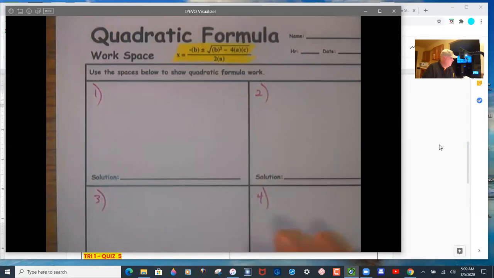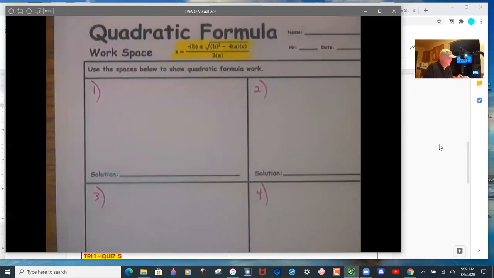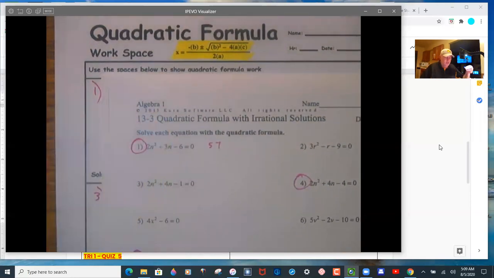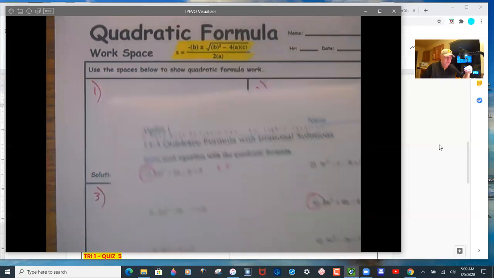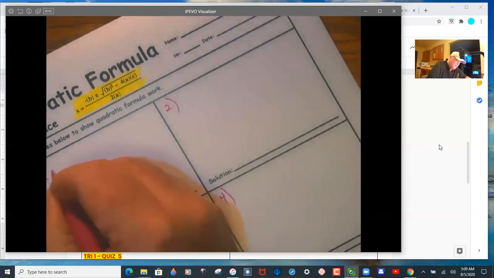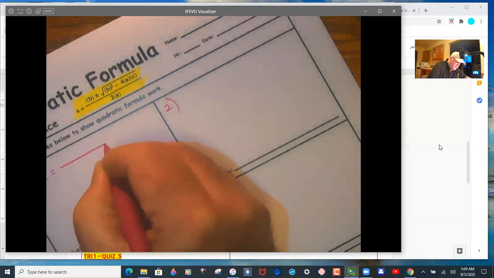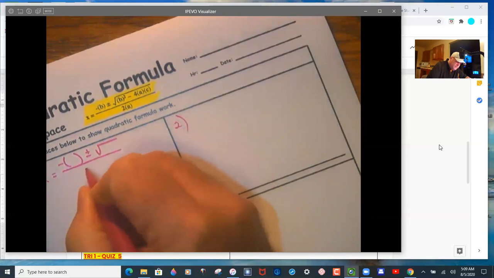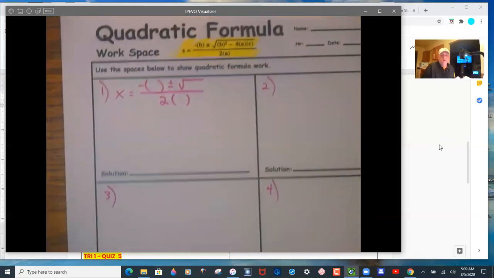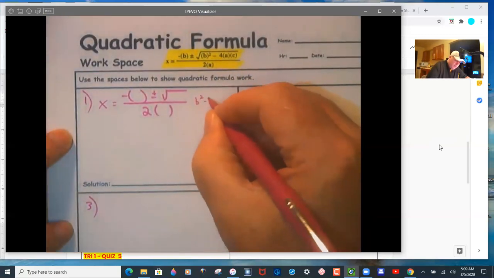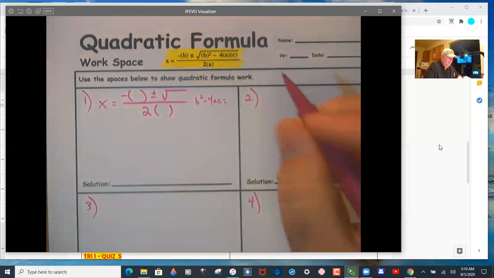Okay, so number one will be the first one that we do. And so 2n squared plus 3n minus 6. So a is 2, b is 3, c is negative 6. That's the very first thing that you have to get down. And I'm going to tell you that it might be good a couple of times to start with what's called the shell. There's the shell, and we're going to figure out the b squared minus 4ac. And that value is 57.